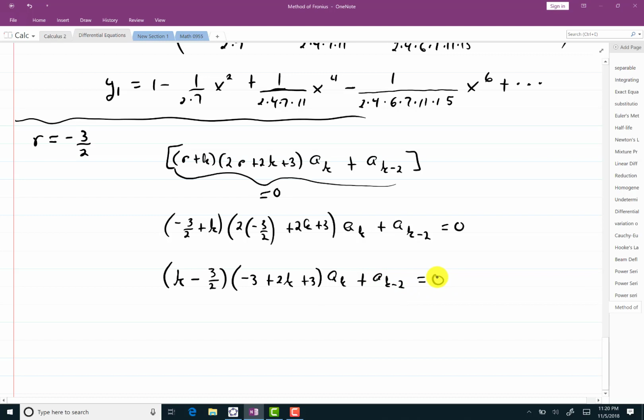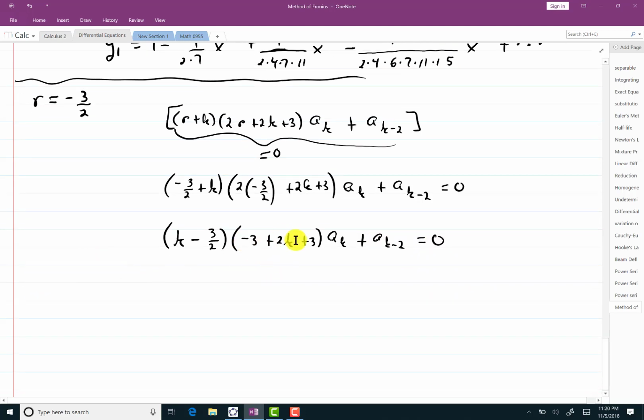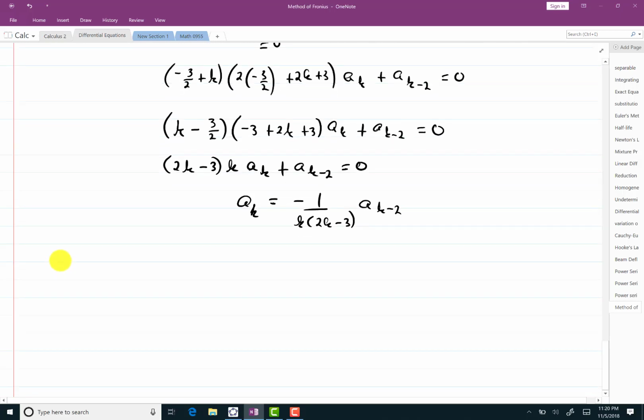That's equal to 0. Some nice things happen here. If you look, 3's cancel, and I'll have a 2k. If I take this 2 and put it to here, I can get this to be 2k minus 3 times k, a sub k, plus a sub k minus 2 equals 0. And then when I go to solve for a sub k, I have a sub k equals negative 1 over k times 2k minus 3, a sub k minus 2. And now I can go ahead and get my coefficients just like I did before.